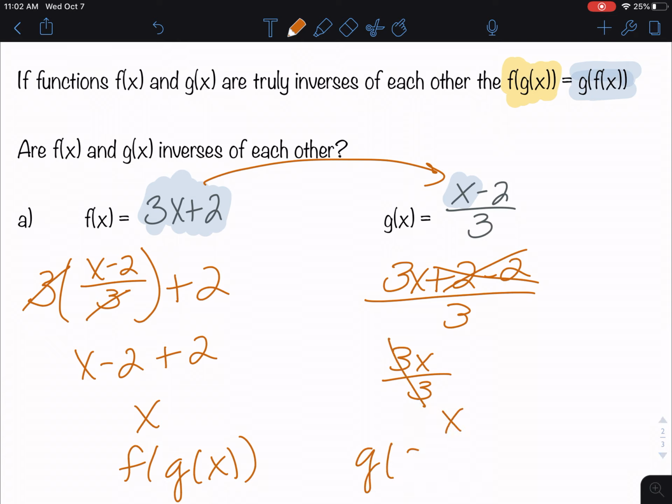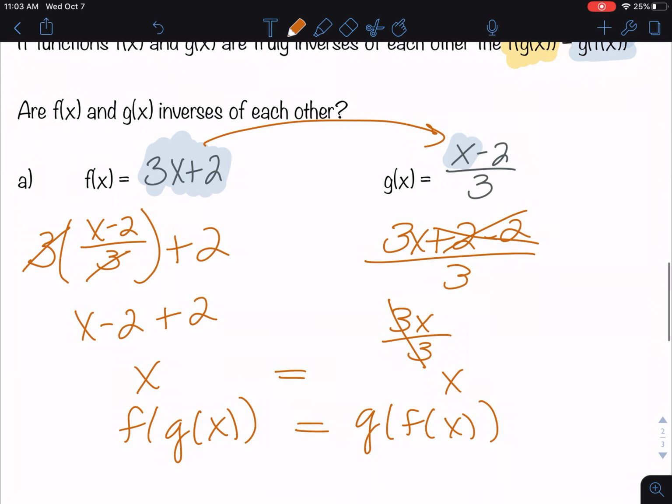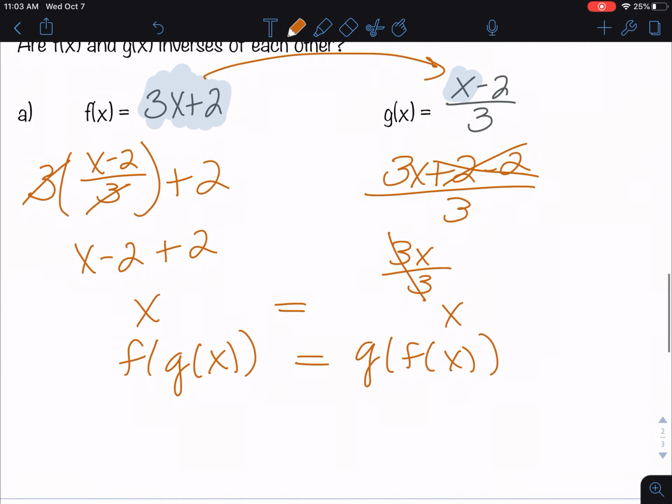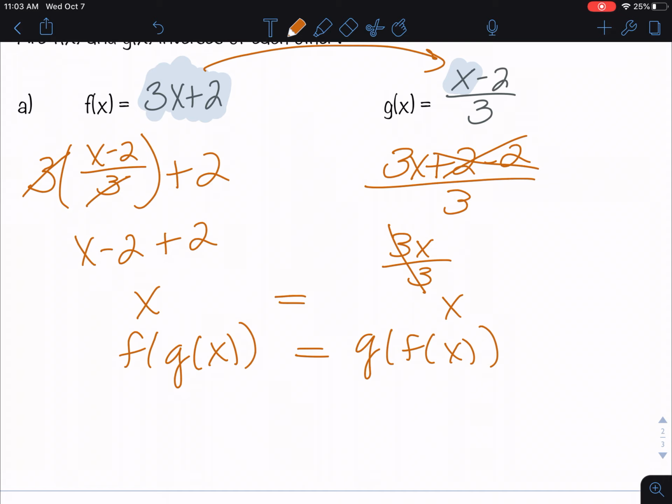So you will see that now our composition of functions are in fact equal to each other, so yes, they are inverses. Another way to determine if they're inverses of each other is to calculate the inverse. Sometimes one method is quicker than the other, but they both will allow you to decide if they are inverses.